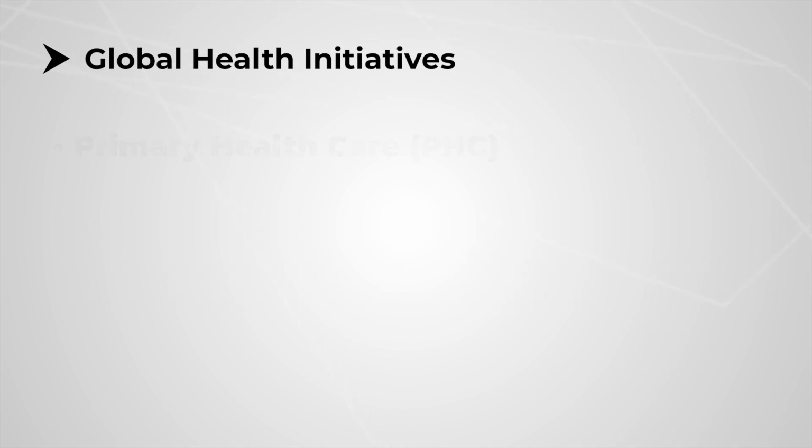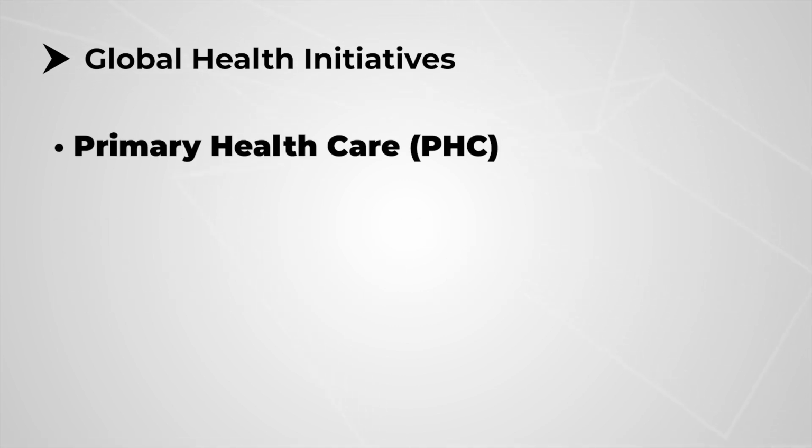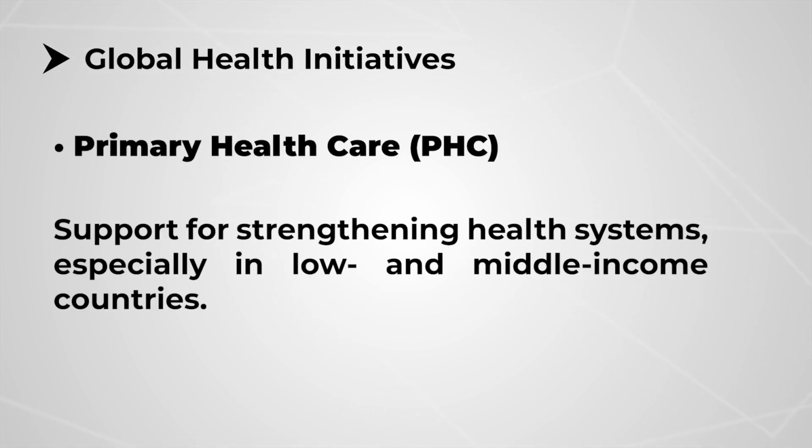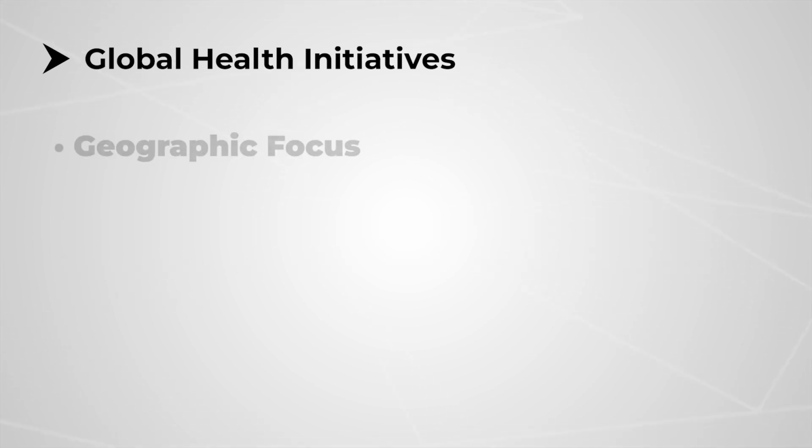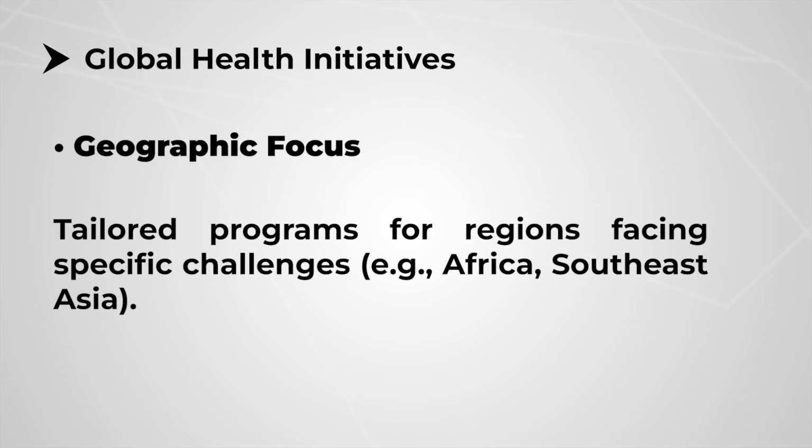For example, we can have primary health centers, for example, support for strengthening health systems, especially in low and middle income countries. And what is the geographical focus? Tailored programs for regions with specific challenges, for example Africa, Southeast Asia and Sub-Saharan Africa. All these WHO initiatives aim to promote equitable health outcomes worldwide, accounting for geographical differences in health needs.